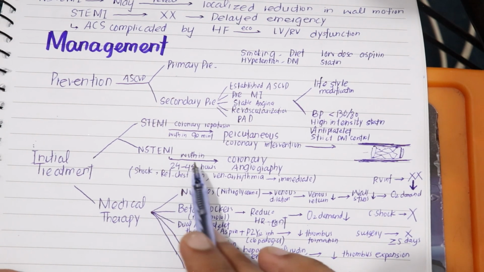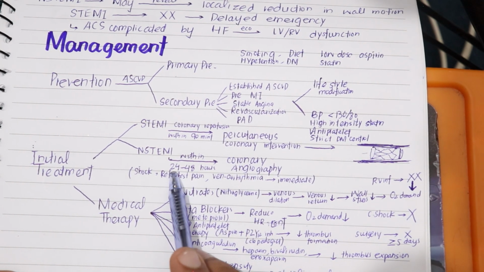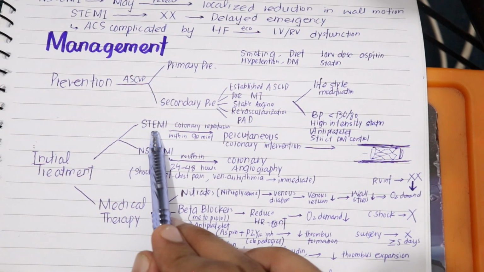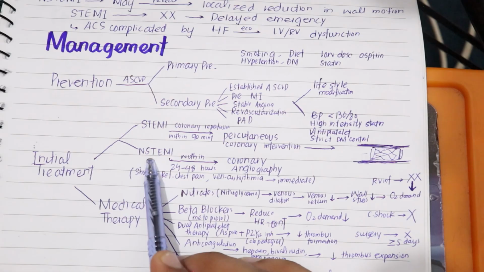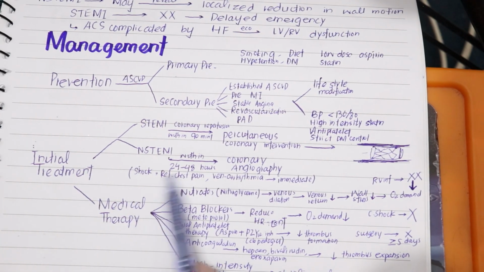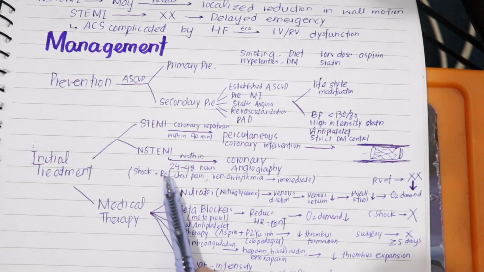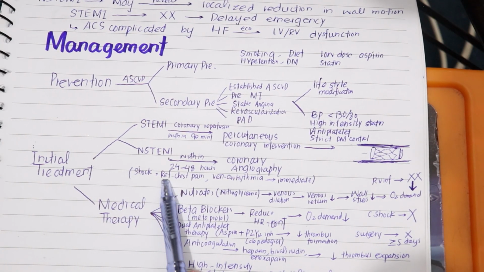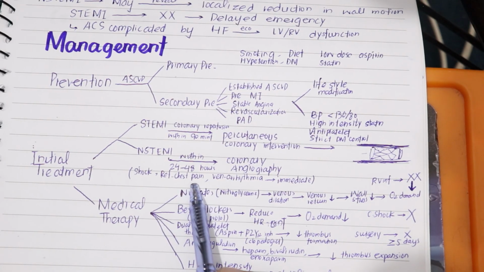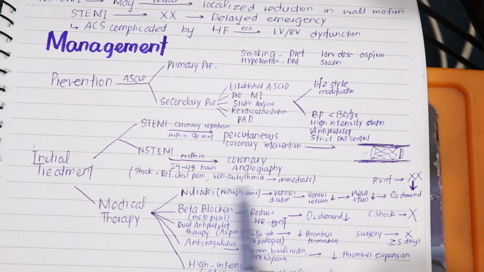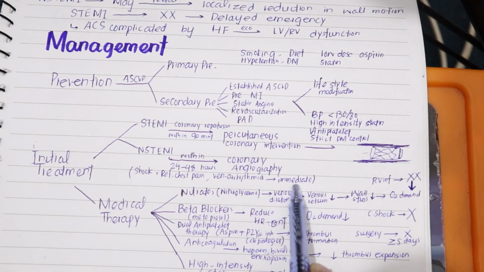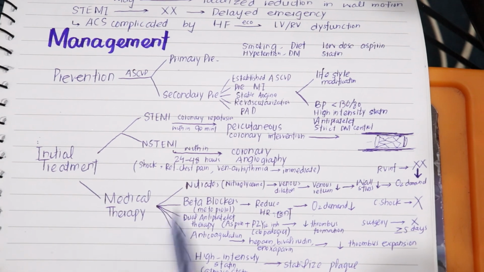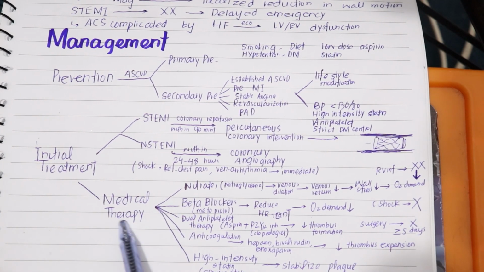In non-STEMI, you have to do the coronary angiography within 24 to 48 hours. It means that STEMI is a more emergent situation than NSTEMI. But you have to do it immediately if the patient is in shock, if there is refractory chest pain, like chest pain is not relieving, and if there is ventricular arrhythmia, then you have to do the coronary angiography immediately. So how will you manage medically? Which medicine will you give?